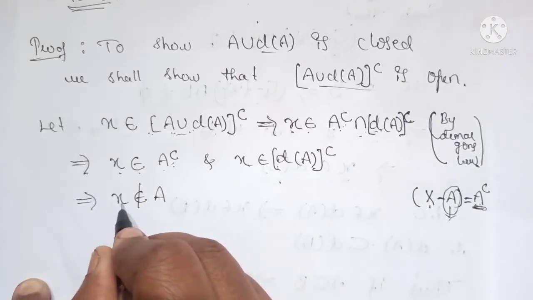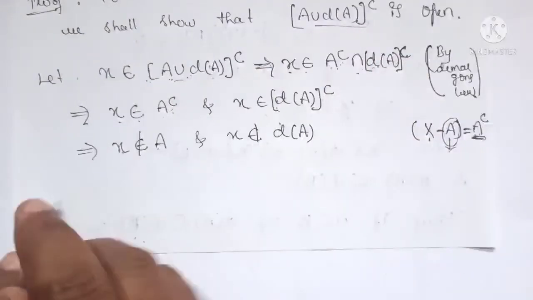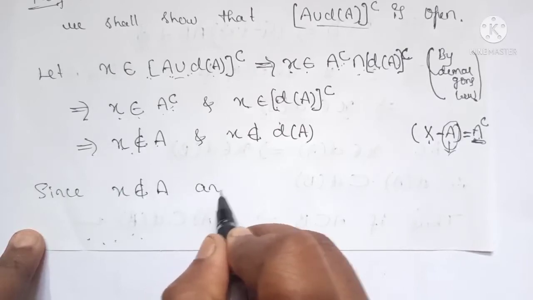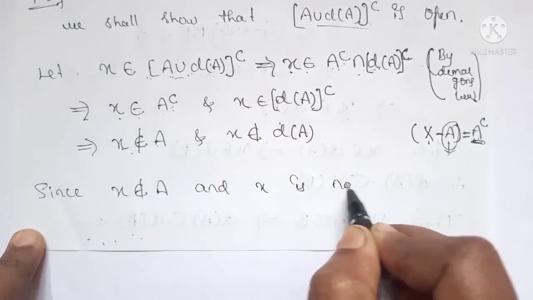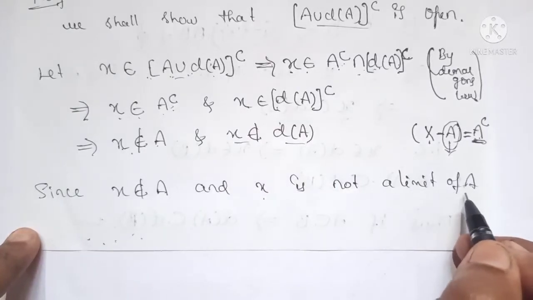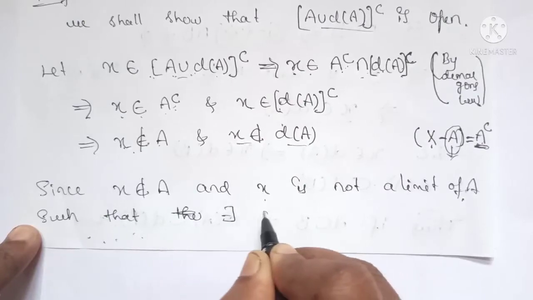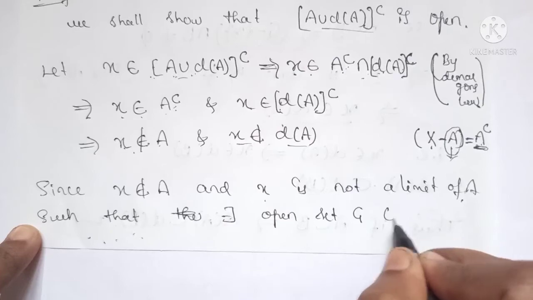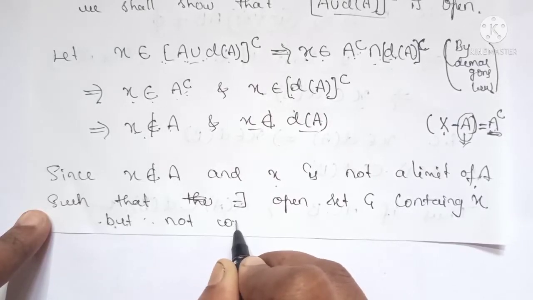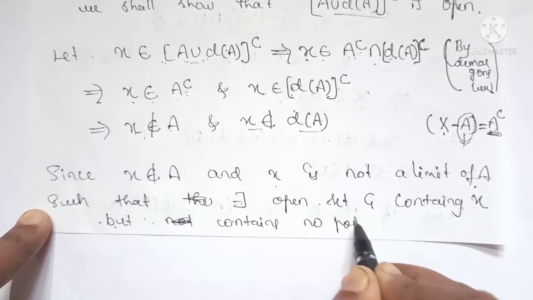Therefore this x does not belong to A, and again x does not belong to the derived set of A. So that means, since x does not belong to A, it implies that x is not a limit point of A, because x does not belong to the derived set, meaning x is not a limit point of A, such that there exists an open set G containing x but containing no point of A.